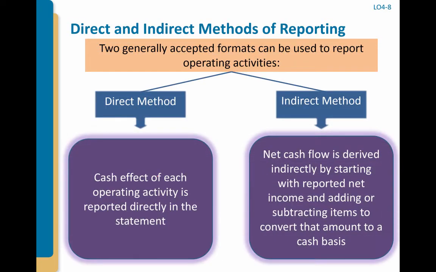There are two ways to present operating activities. Operating activities are the only activity that is presented in two ways: the direct method or the indirect method. GAAP prefers the direct method, but most companies use the indirect method because we start with net income. The direct method tells you the cash effect of each activity. The indirect method takes your net income and reconciles it by adding and subtracting items that are going to convert your net income, which is on an accrual basis, to your cash basis.